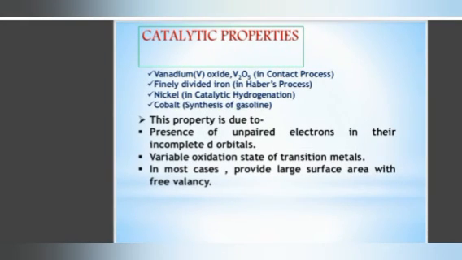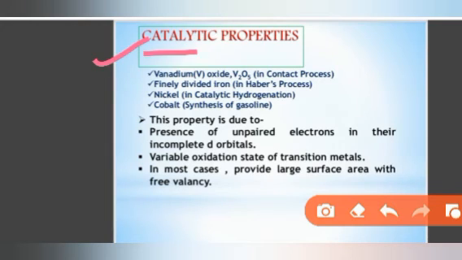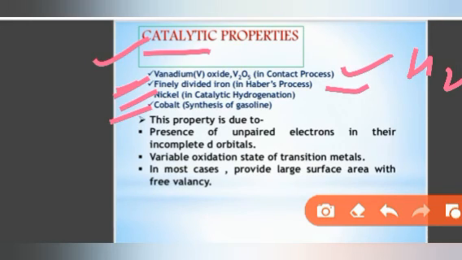So the next property of d block is catalytic property. What is a catalyst? It only participates to promote the reaction, or can act like a poison. These are all from d block elements. Vanadium is from d block, iron is from d block, nickel is from d block, cobalt too. As applications, vanadium oxide is used in the contact process to prepare H2SO4. We did this recently in the previous chapter. Finely divided iron is used in the Haber process. This we also did. Nickel is used in the hydrogenation process. Cobalt is used in the gasoline process.